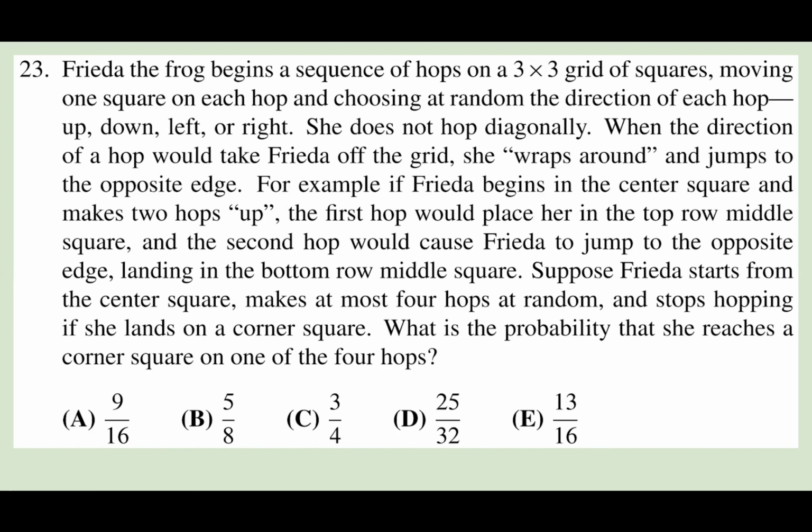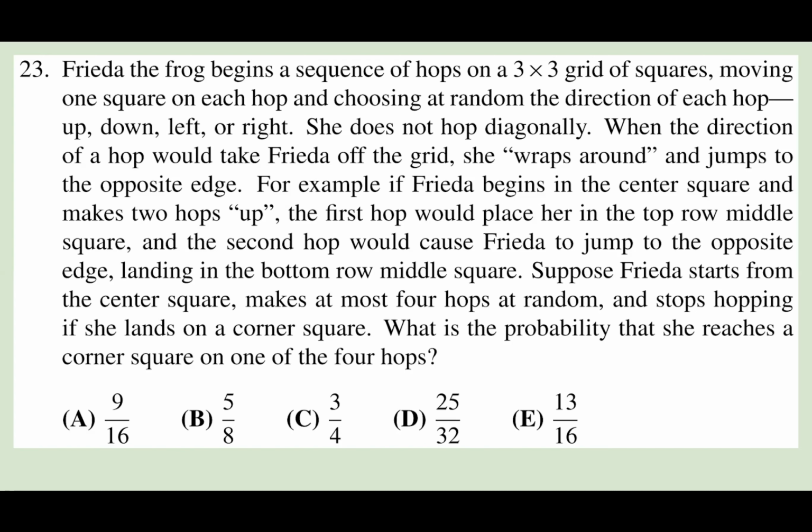So Frida the frog begins a sequence of hops on a 3x3 grid of squares, moving 1 square on each hop, choosing at random the direction of each hop, up, down, left, or right. She does not hop diagonally. When the direction of a hop would take Frida off the grid, she wraps around and jumps to the opposite edge. For example, if Frida begins in the center square, makes 2 hops up, the first hop would place her in the top row, middle square. Second hop would cause Frida to jump to the opposite edge, landing in the bottom row, middle square.